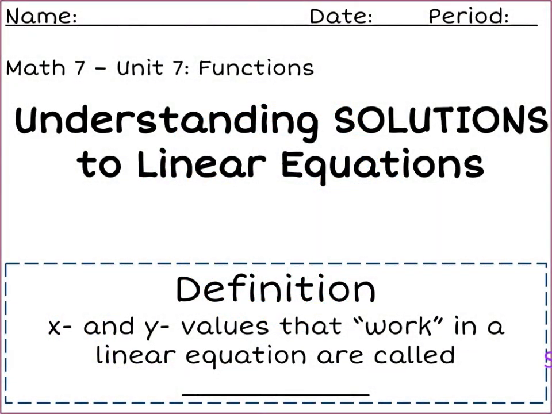Today we're going to be talking about understanding solutions to linear equations. And we need to start with the definition. X and Y values that work in a linear equation are what we call solutions. So we're going to be looking for things that work inside our linear equation, and that's what's going to make a solution. We're going to look at different scenarios on how to find solutions. So let's get started with that right now.